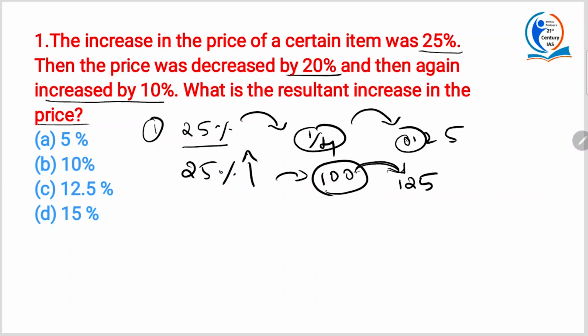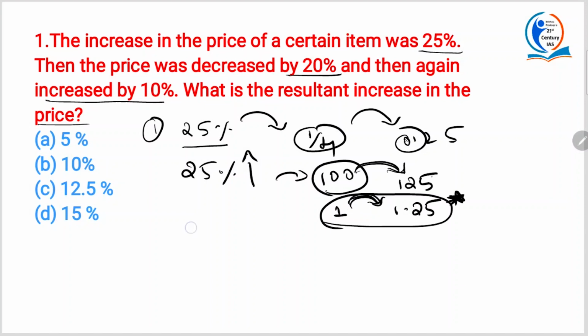Now instead of taking 100, I will take the number as 1, and a 25% increase of 1 would be 1.25. So this conversion is very important, to make calculations very simple; this decimal conversion is very important.